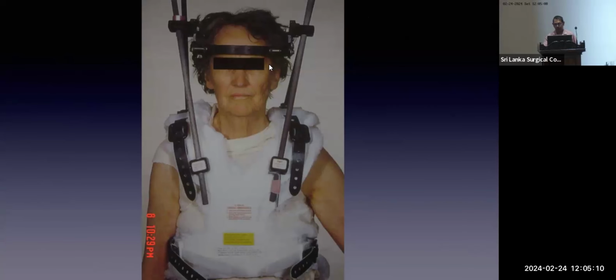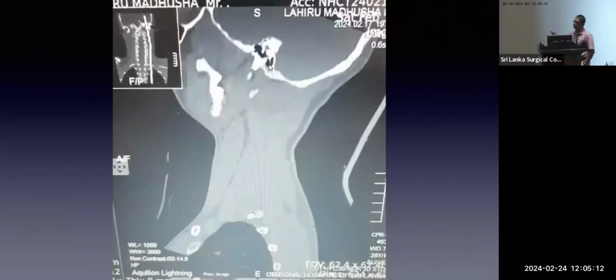Sorry. So now this patient had a dens fracture, type 2. Now you know the types, type 1, type 2, type 3. Type 1 and type 3 can be managed conservatively. Type 2 will have to be managed with intervention. In addition, he had a C3 facet joint fracture on the right side.